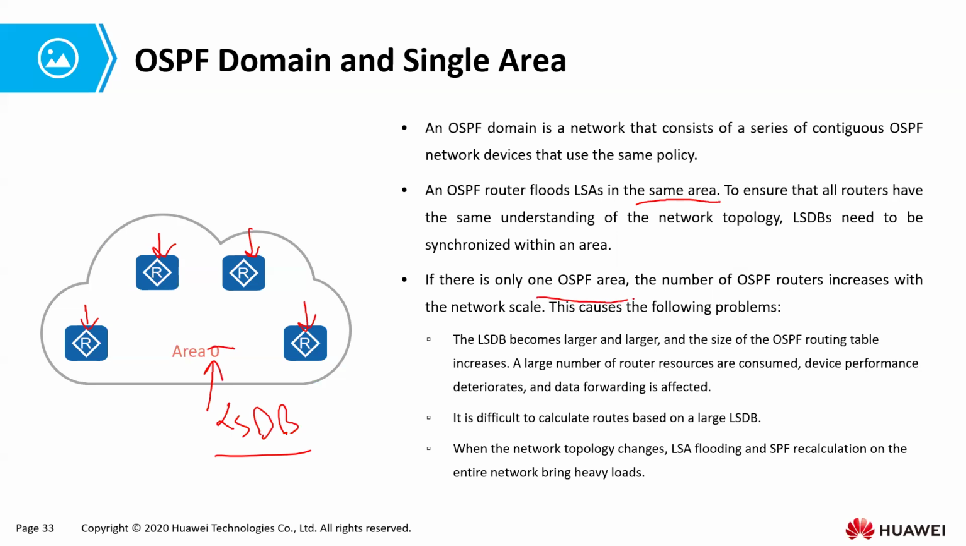If there's only one OSPF area, the number of OSPF routers increases with network scale. This causes the following problems. Kana ndine only one area, my routers akawanda. The problem is the LSDB becomes larger. The size of the routing table increases. Larger router resources are consumed, device performance deteriorates, and data forwarding is affected. I think we've touched on that. My routers akawanda. I think I touched from the perspective of my calculations.